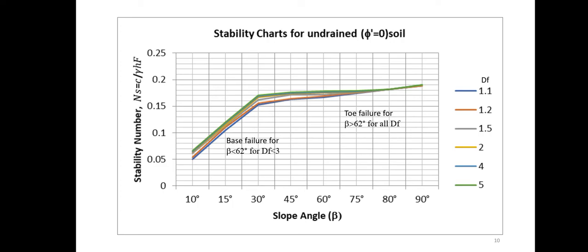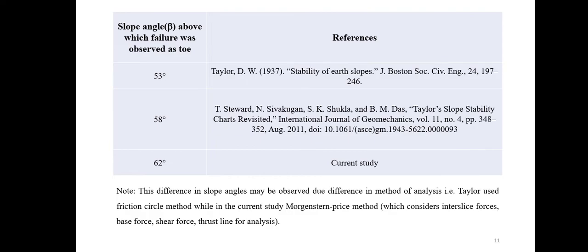We have observed base failure for beta less than 62 and DF less than 3, and toe failure for beta greater than 62 degrees for all DF. We have taken various values of DF. The values of stability number and the corresponding type of failure circle are identified. We got a slope angle beta equal to 62, above which failure was observed as a toe failure.